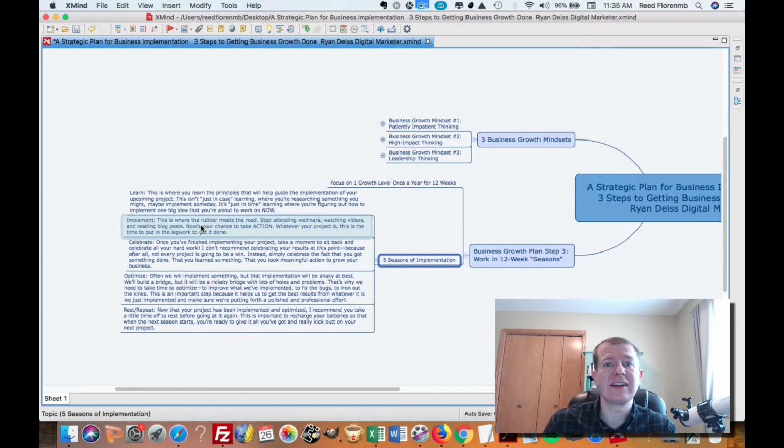Then you can move on to the next step, which could be testing and tweaking things and fixing things up. So what he recommends you do is once you've implemented something, celebrate. Take a little break, have a beer, go out, do something fun to celebrate the big wins when you've accomplished some major part that's going to have an impact in your business.